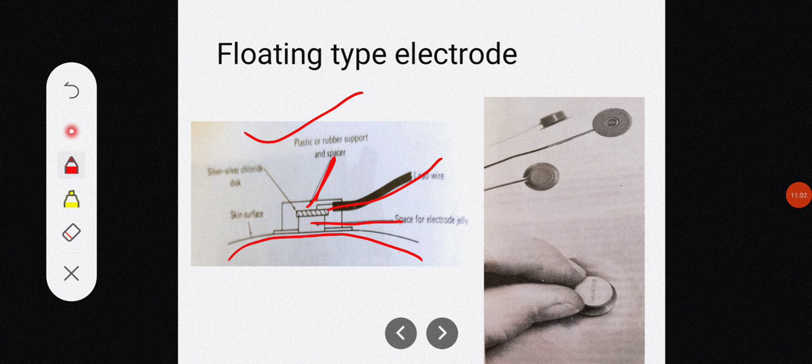Now these floating electrodes are generally attached to the skin by means of two-sided adhesive collars or rings. You can see this is the two-sided adhesive collar or ring, which sticks to both the plastic surface of the electrode and the skin.